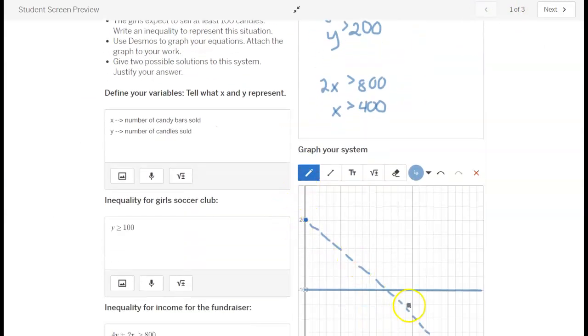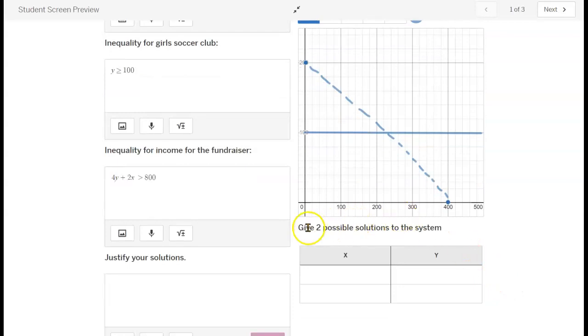So whenever you go to think about your solutions, think about that dotted line versus that solid line. You're going to give 2 possible solutions to your system. So that double overlapped area, and tell how you know.